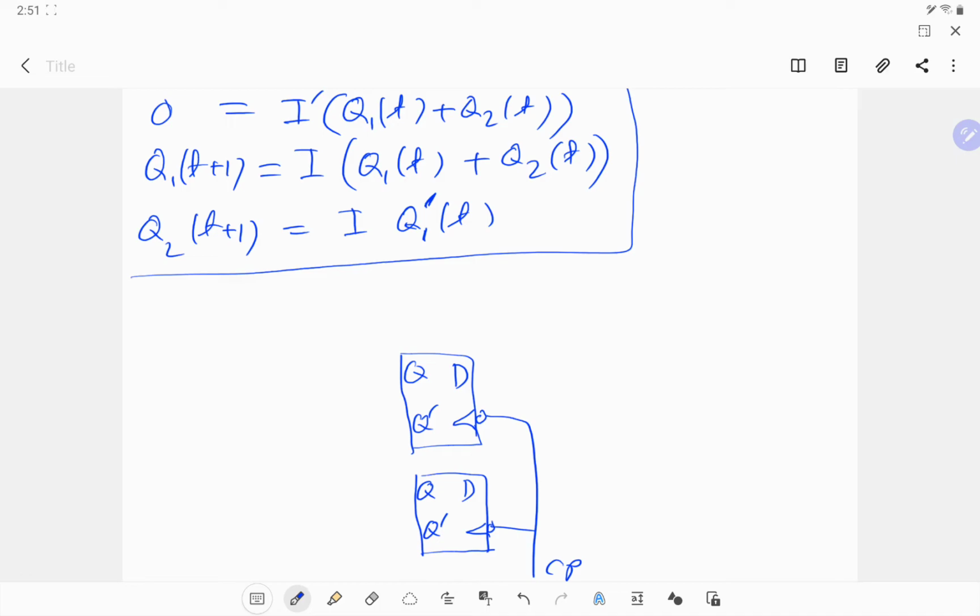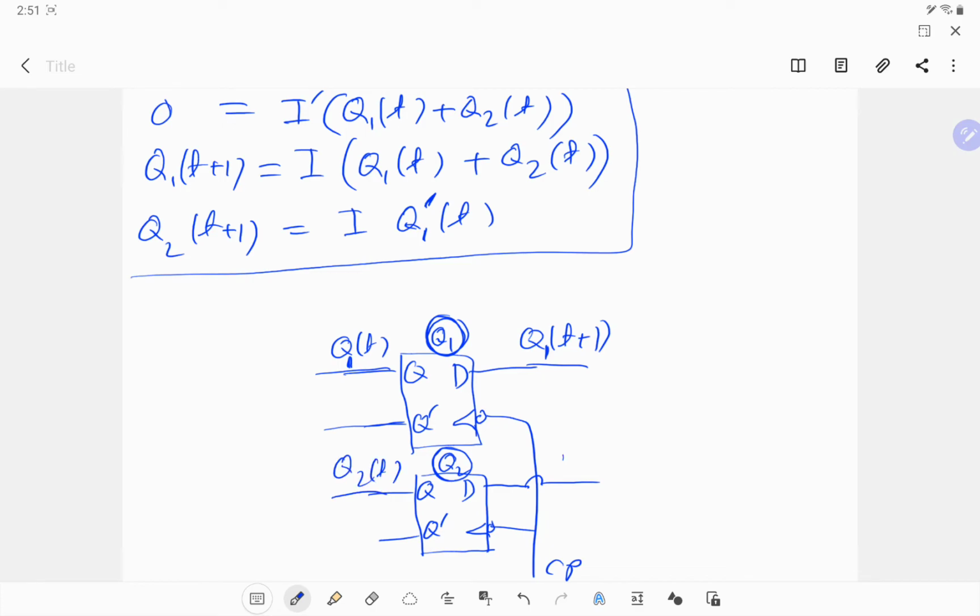That's the clock pulse, and we have Q and Q prime. The first flip-flop, let's consider this is our Q1, and the second flip-flop is our Q2. Now, what do we get? We get Q1t, Q1t plus 1, Q2t, Q2t plus 1. And then we have input I here and output O there.